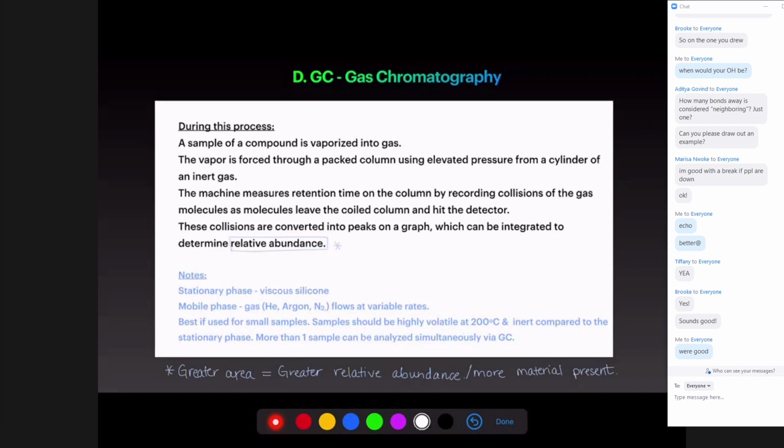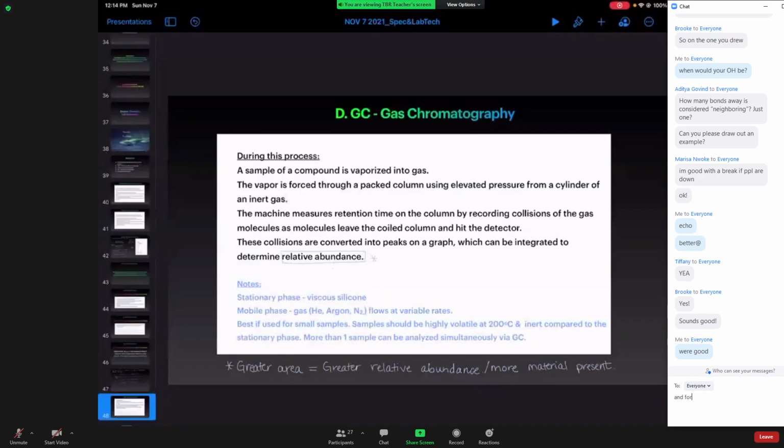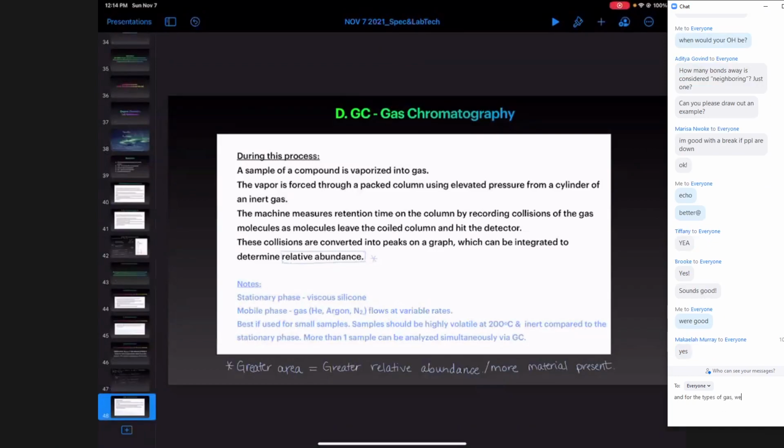This GC chromatography is actually large scale, so you'll see these in industrial sized machines. A few notes for this one: the stationary phase is usually a viscous silicone. The mobile phase is a gas. And you guys know the difference between stationary and mobile, right? No one assume. I know I've been moving quickly. Yes, okay, good.